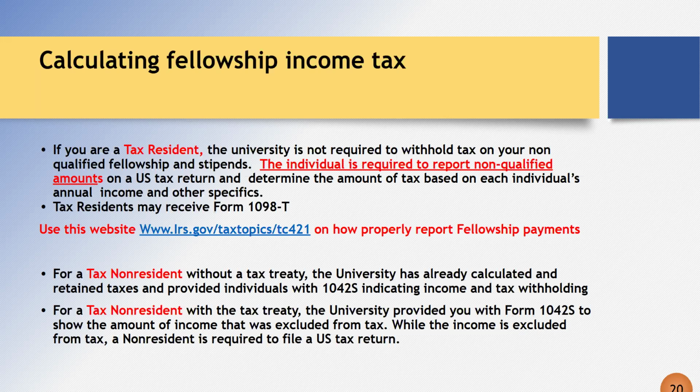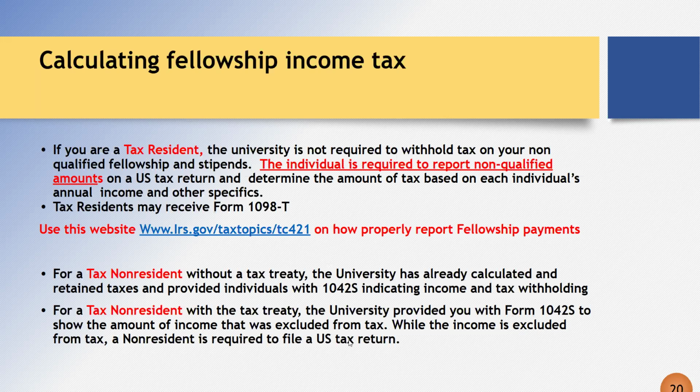What is confusing here is that when you're a tax resident, the university is not required to withhold taxes. Because it's a different tax filing system for the US, we cannot withhold taxes from you. So you're just going to be reporting your information on your tax return. And as tax residents, you may receive Form 1098-T that will provide you with details. Also, here is a link on how to properly report fellowship payments when you are a tax resident and you don't have assistance from Glacier.